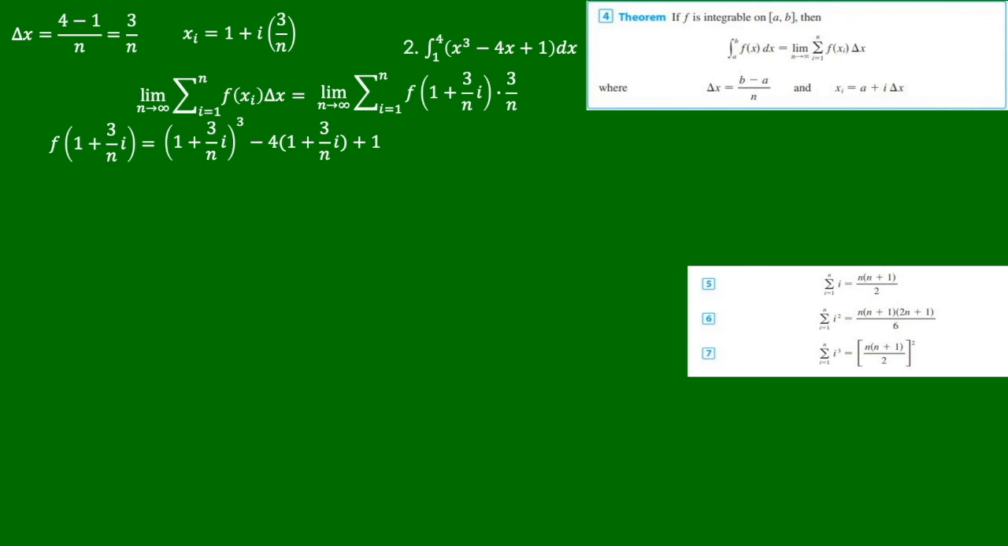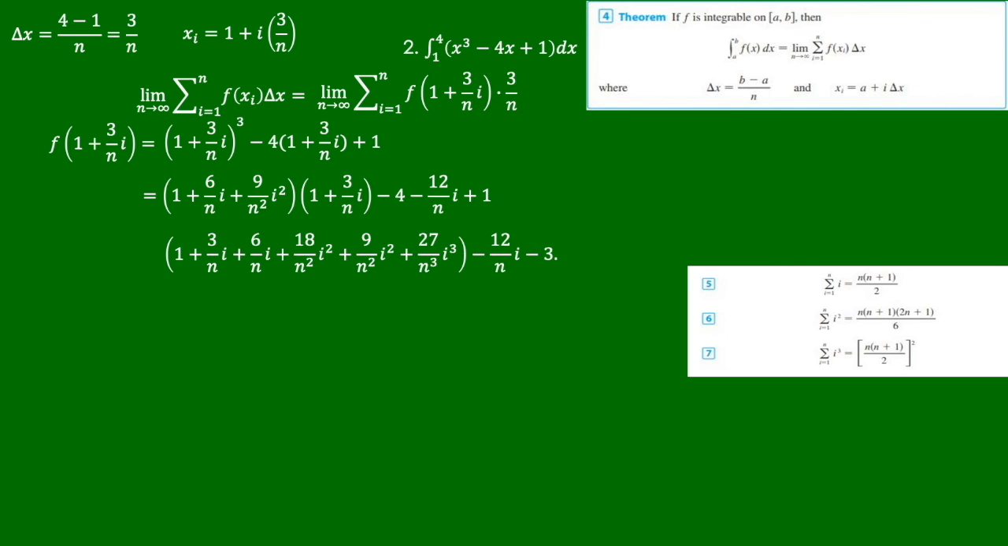To cube it here, you can either use Pascal's triangle to simplify it into the equation, or you can do it the longer way, which is what we'll do, and square it and then multiply it by itself. So for that first term, I squared it. That's how I get 1 plus 6 over n i plus 9 over n squared i squared. And then you have to multiply it by itself because of the cube. Then you can distribute the negative 4.